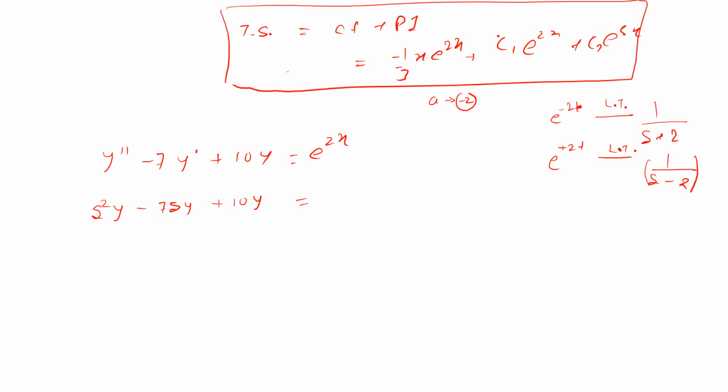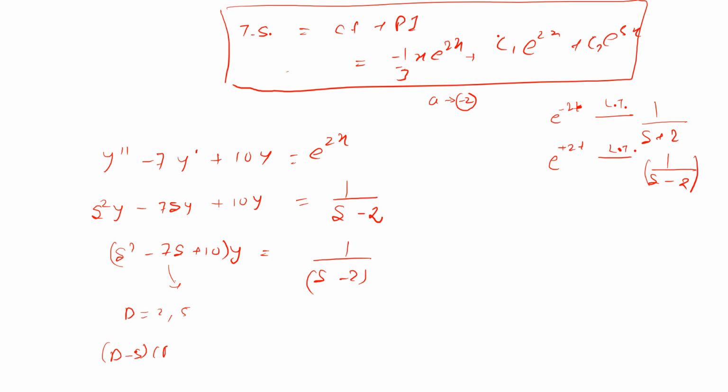Now we need to put here the value, the e to the power x here, so we'll have s minus 2. All right, now we need to take the y outside, and then this is s squared plus 7s plus 10 times y equal to s minus 2, and it will again make the factors here. So this is d equal to 2 comma 5, and this is d minus 5 and d minus 2, which we have got in the previous one.